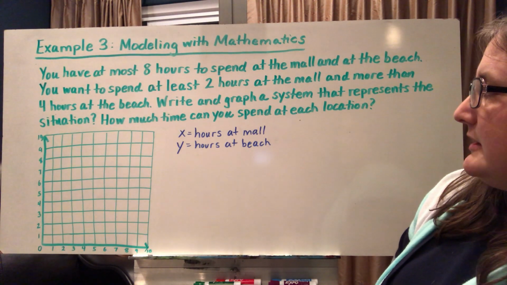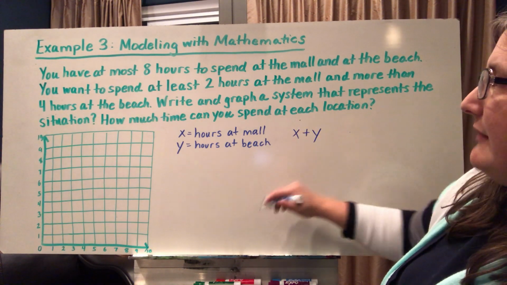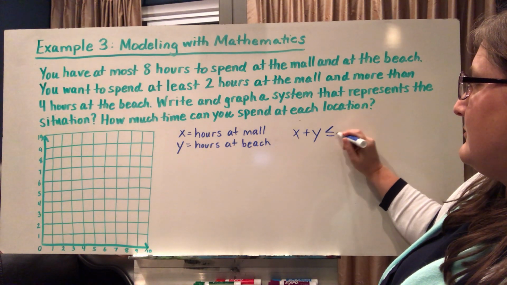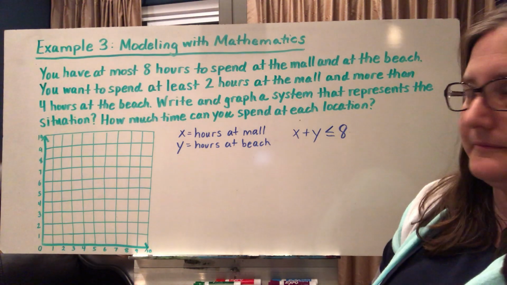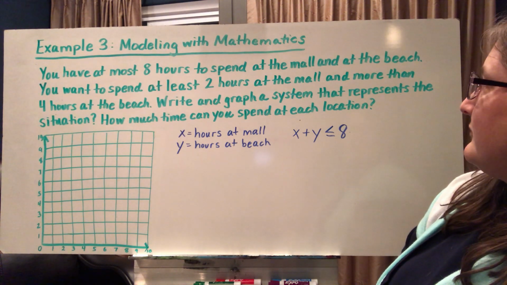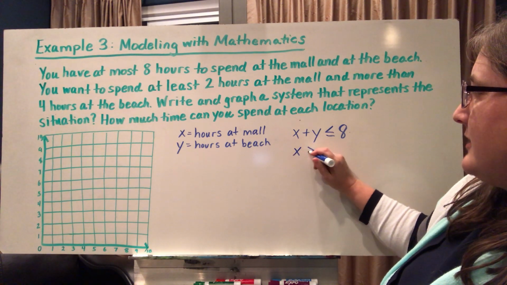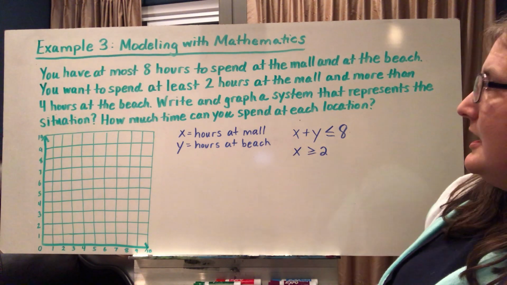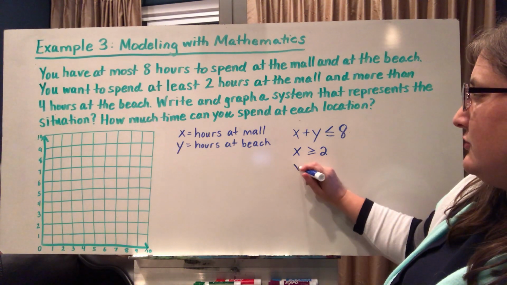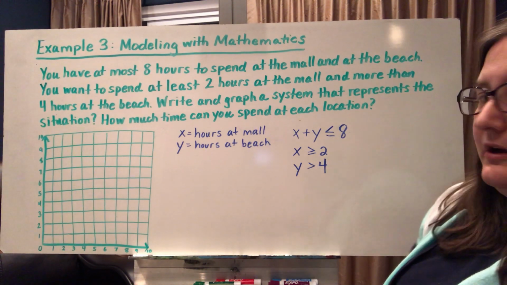To write an inequality here, I know that my hours combined have to be at most 8 hours, so they have to be less than or equal to 8. It also tells us that we want to spend at least 2 hours at the mall, so my hours at the mall have to be greater than or equal to 2. They also tell me that I want to spend more than 4 hours at the beach, so my hours at the beach have to be greater than 4.